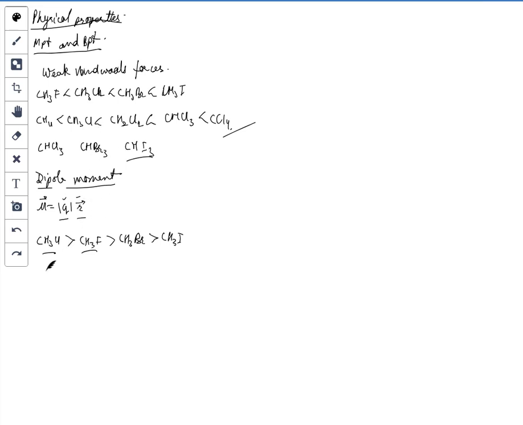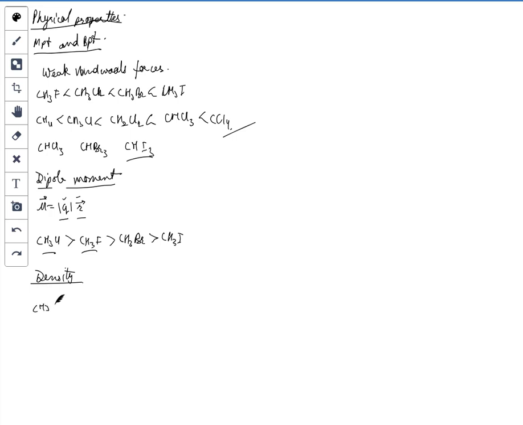Is it clear? Now let's talk about density. What factor does density depend on? Perfect. In the gaseous state, it's just the molar mass. We termed it as the average atomic mass. Whichever one has the higher average atomic mass is going to have a higher density.